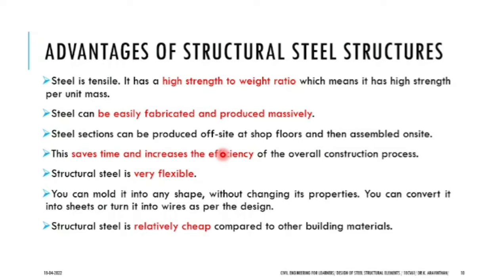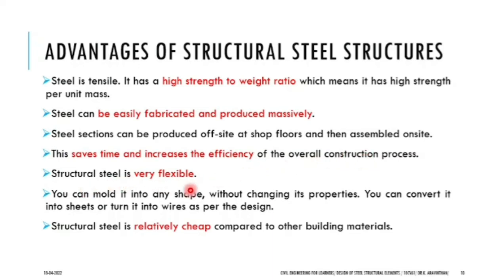When you have members which are already made, concrete has the disadvantage of gaining strength only after 28 days. But if you are using steel, soon after you construct, soon after you connect, it has 100% strength. This is the advantage of steel, and this saves time and increases efficiency. So you can do the overall construction process quicker.